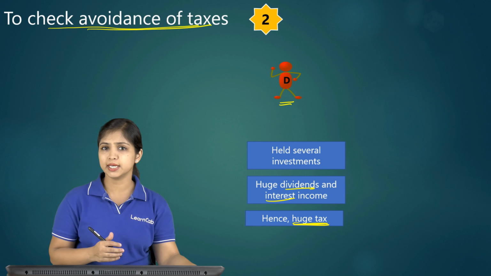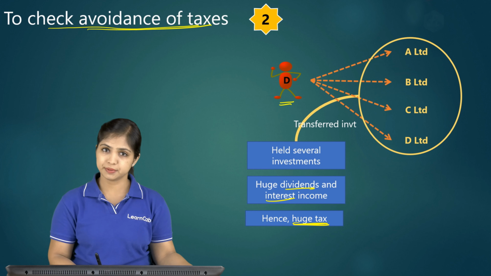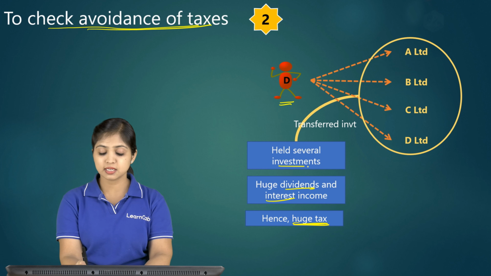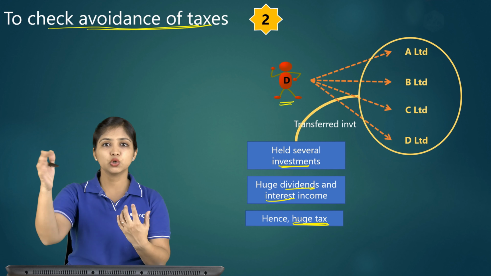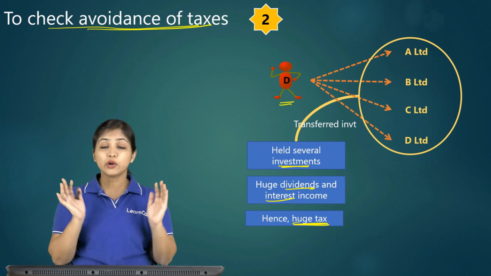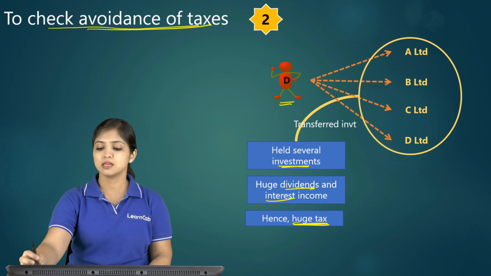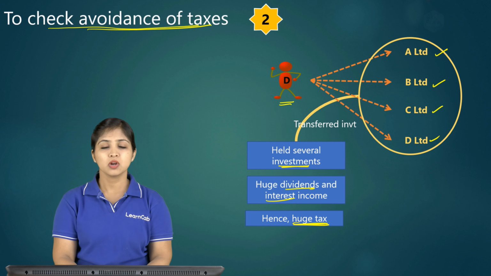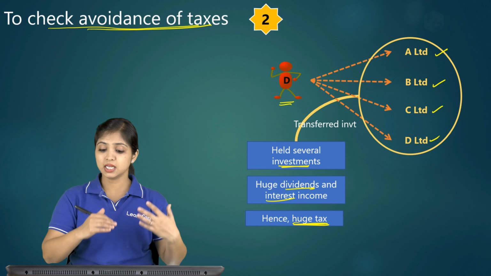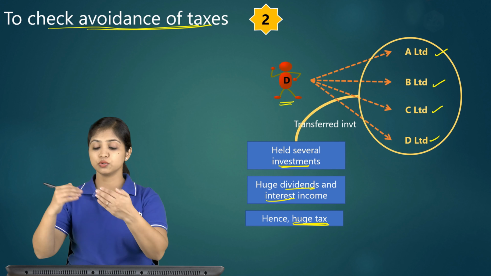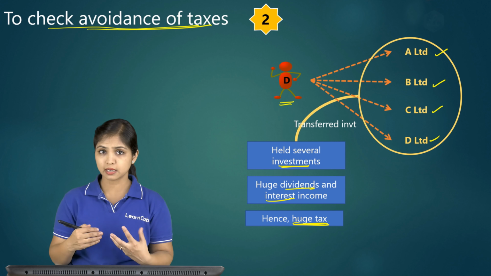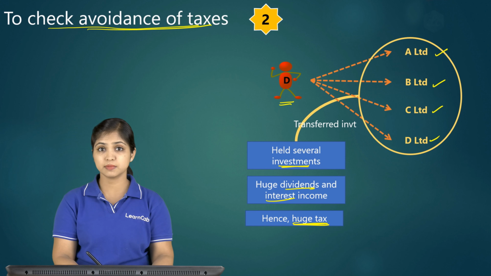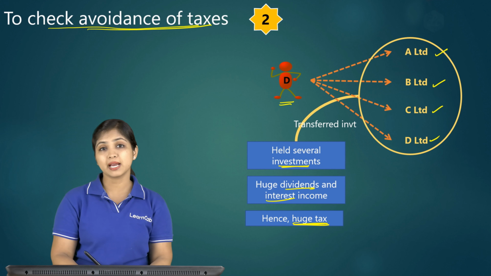Very smartly, what he did, he created 4 companies. All right, he created 4 companies and he transferred these investments that he was having to these 4 companies. Now tell me, who owns these investments? These 4 companies will now own these investments. Now very smartly he transferred these investments to these 4 companies in such a way that how much ever income these 4 companies get from these investments will be below income tax limits.